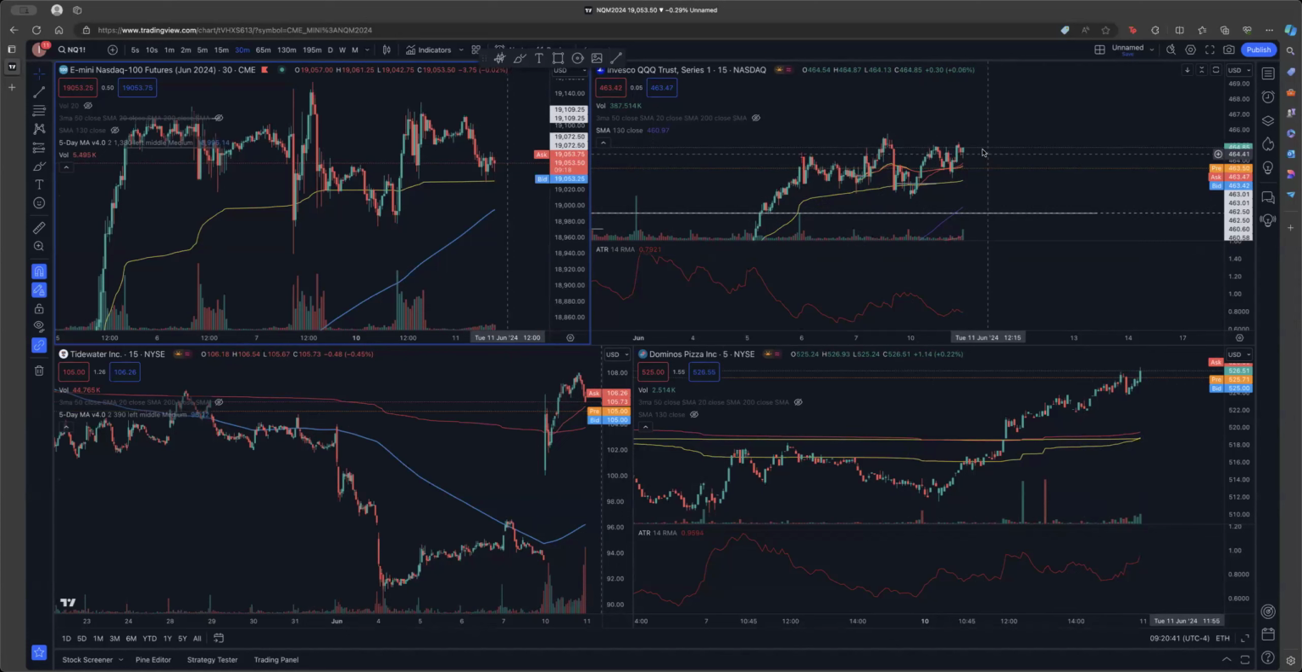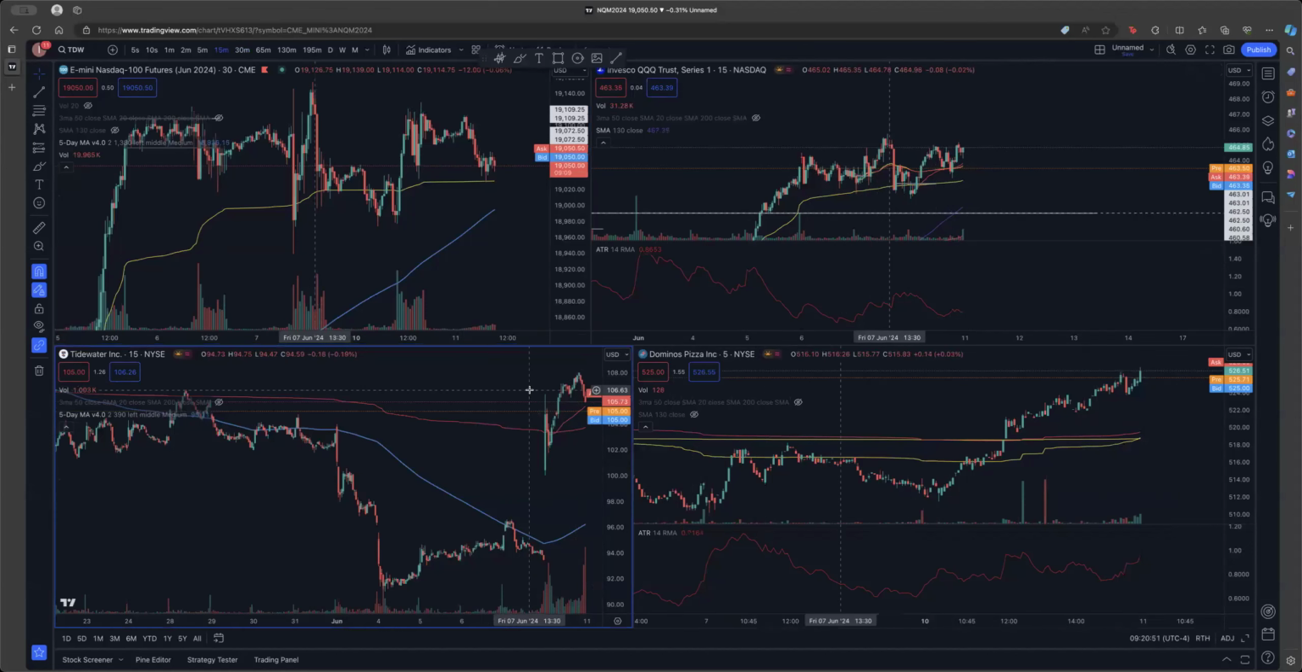Into today, we're only looking for base hits, and I'm only interested in taking the trade if 461.80 or 460.60 is offered to the downside for a counter trend trade to the upside on QQQ.